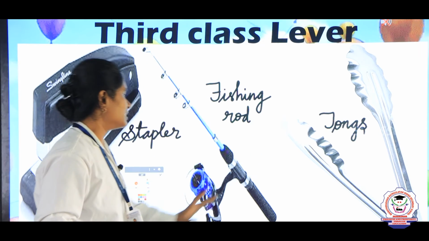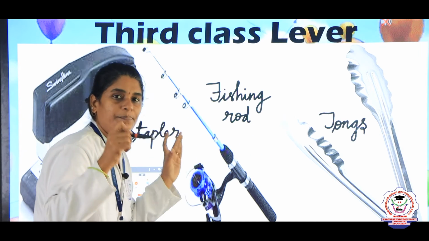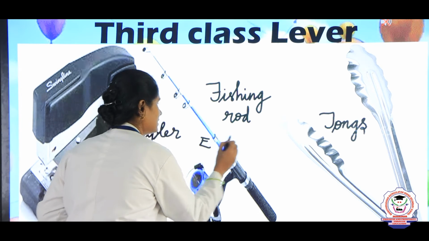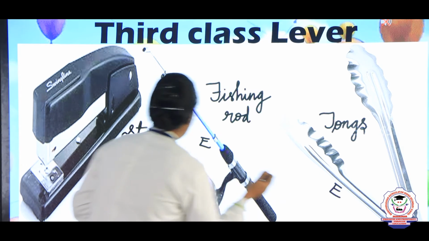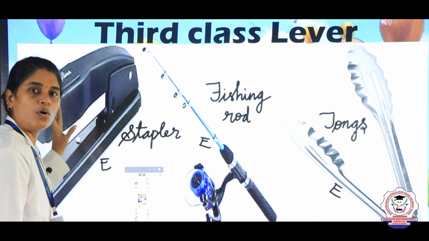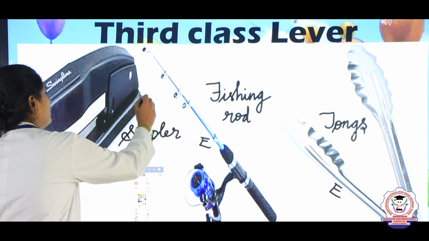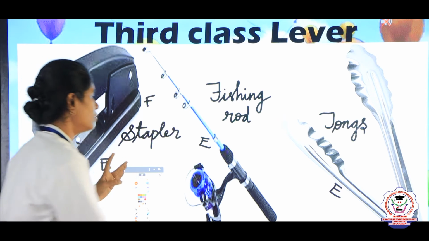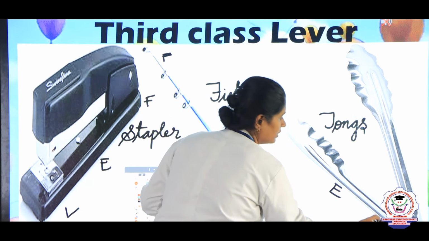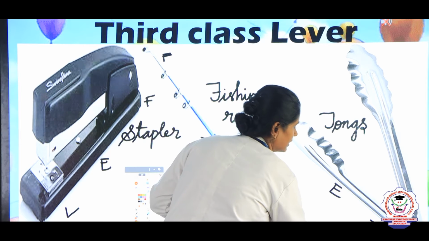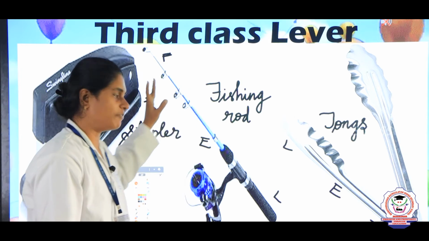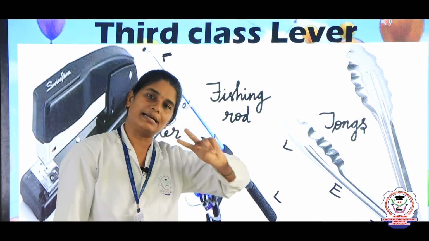So here we can see the effort is present between the load and the fulcrum. So here the effort will be in the center. So the effort will be in the center of the lever. Okay. So the load will be on one side and the fulcrum will be on the other side. So when the effort is present between the load and the fulcrum, it comes under third class lever.